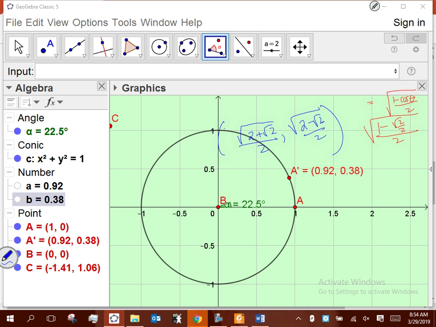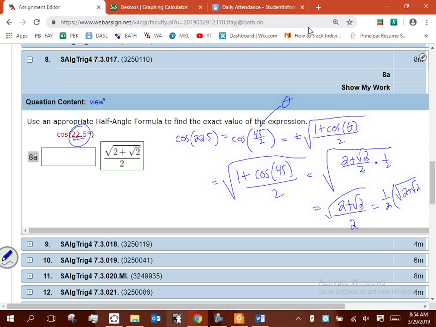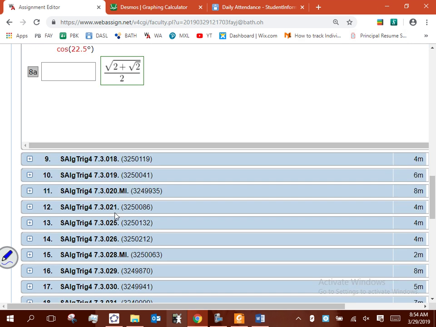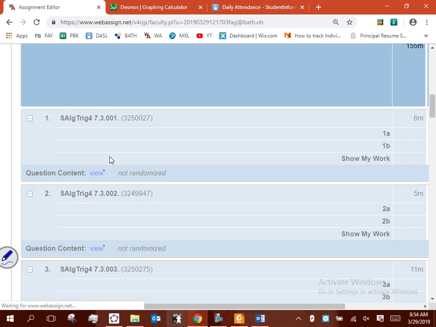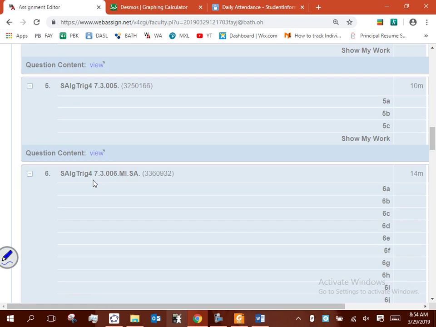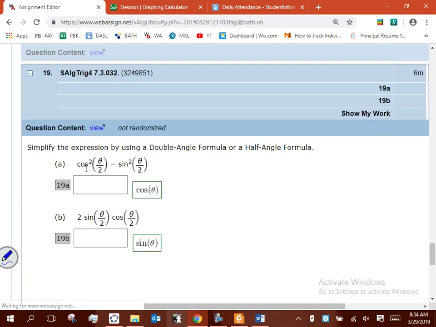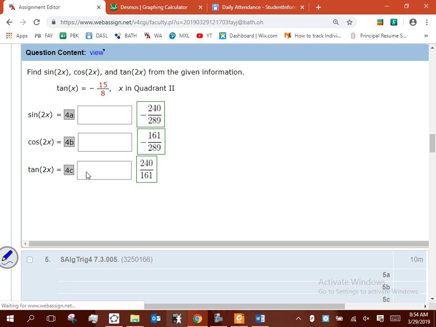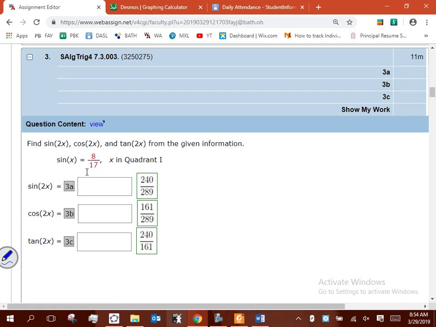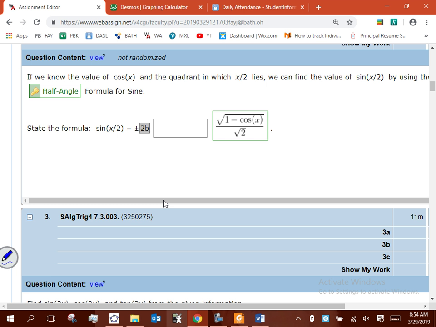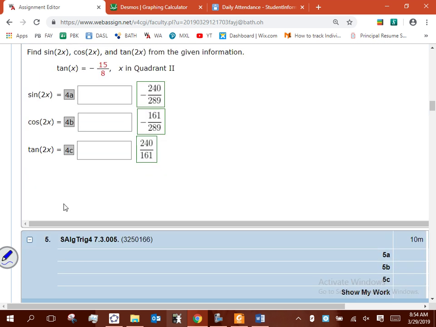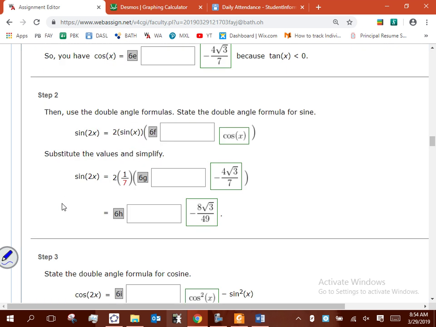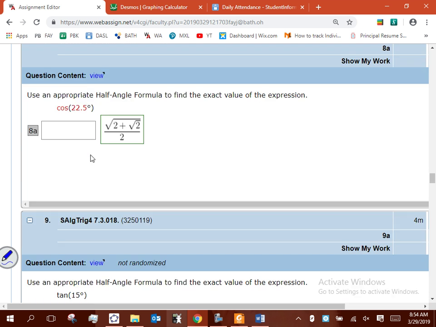Any others? Those first few are double angles, double, half.